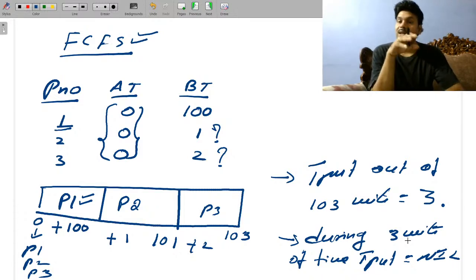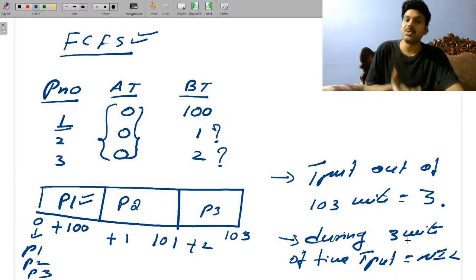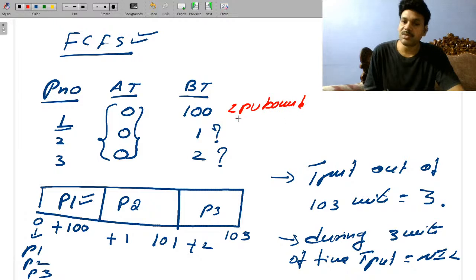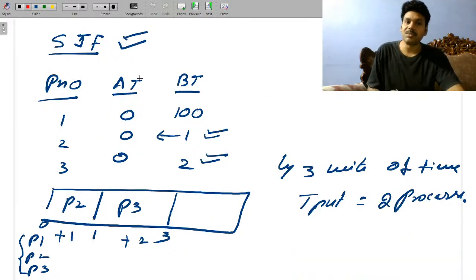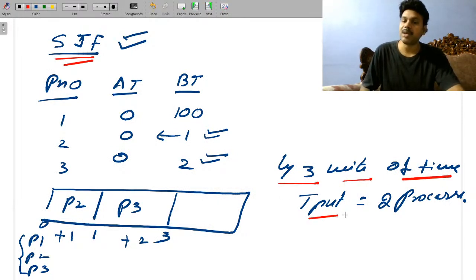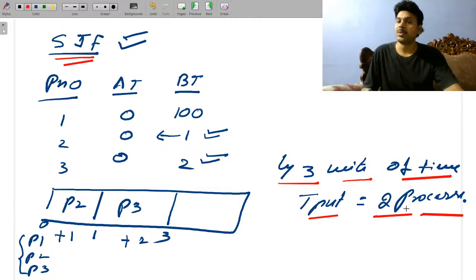The convoy effect. And the next one is that throughput is drastically reduced if you have a CPU bound process like this. Because of the CPU bound process, there may be a chance that during these 3 units of time, the throughput of your FCFS is only nil. But in that case, SJF is superb, because by 3 units of time I could process 2 processes. Therefore, your throughput is greater than the previous FCFS algorithm.